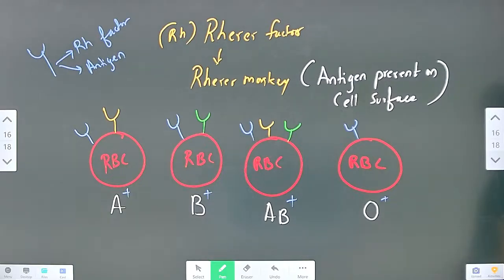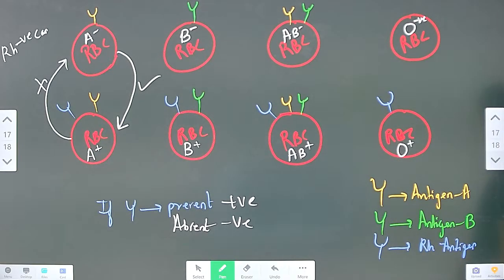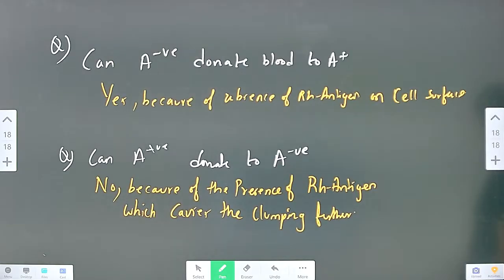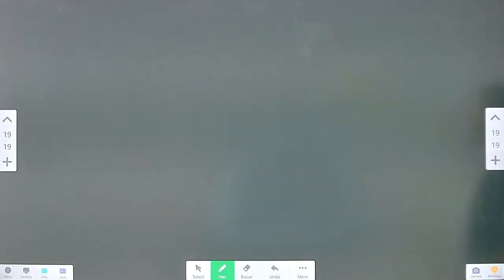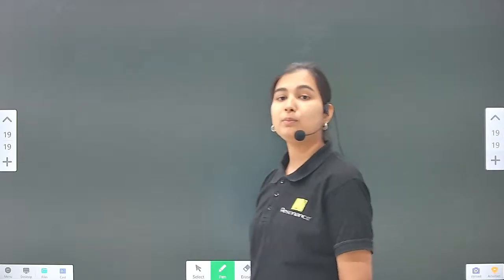Next, we have this rhesus factor, the RH factor. So we have seen the blood grouping, right? And we have also seen the compatibility. Now, how each of them would look, okay? And we have also answered the question of why the RH negative can donate the blood to the RH positive, and why the RH positive cannot donate the blood to RH negative. Fine. So with this we have completed the ABO blood grouping.